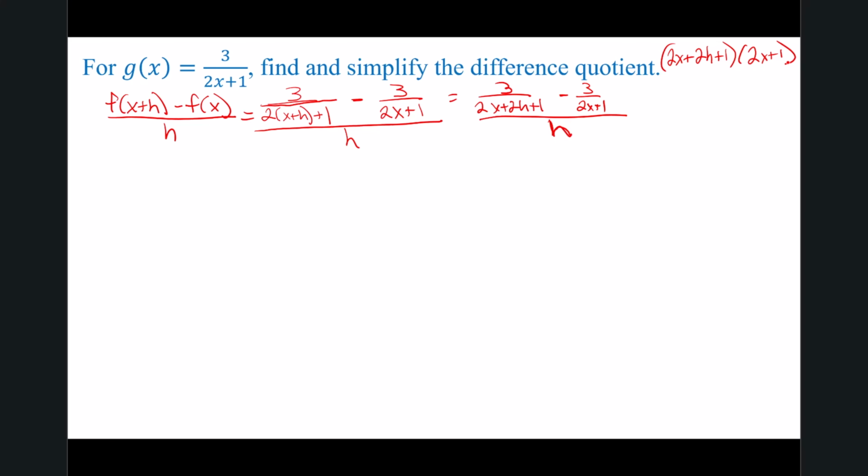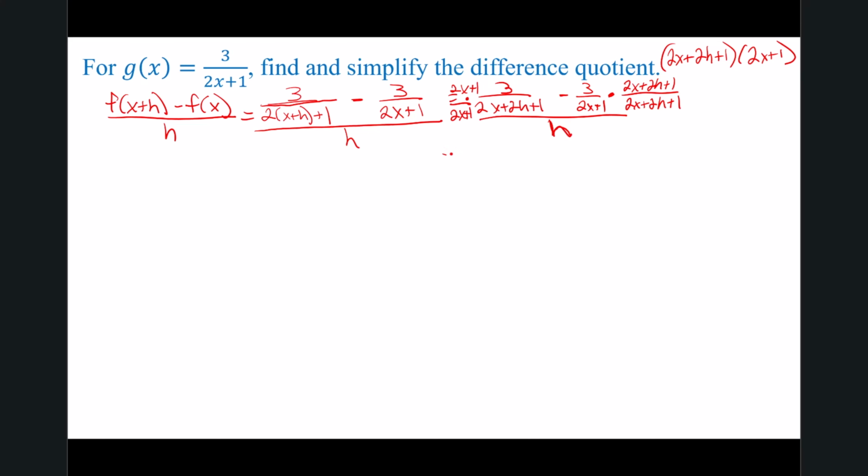And I'm not going to distribute through there because I want to be able to cancel things out, and it will make it harder to distribute at this point, so I will later. So I'm going to multiply this fraction by 2x plus 2h plus 1 over 2x plus 2h plus 1. So I'm multiplying by 1 because anything divided by itself is 1. And this fraction I'm going to multiply by 2x plus 1 over 2x plus 1.